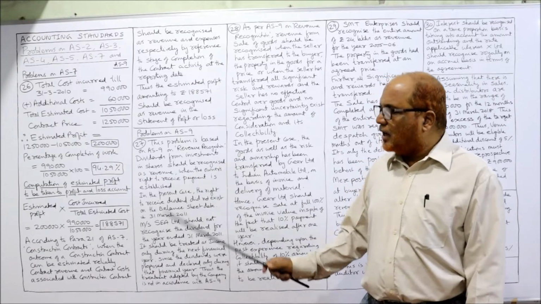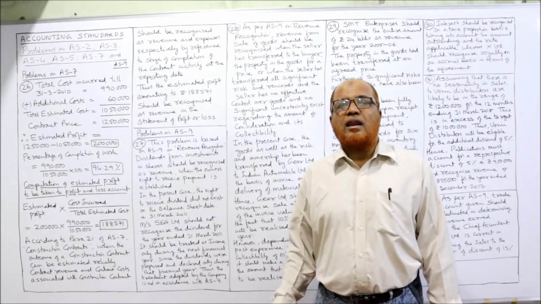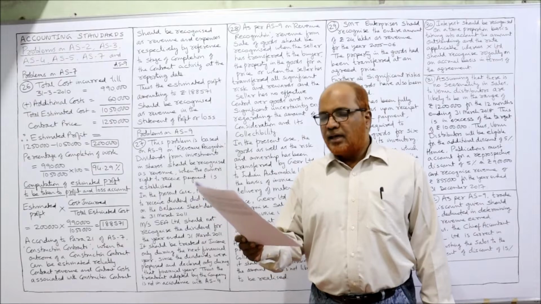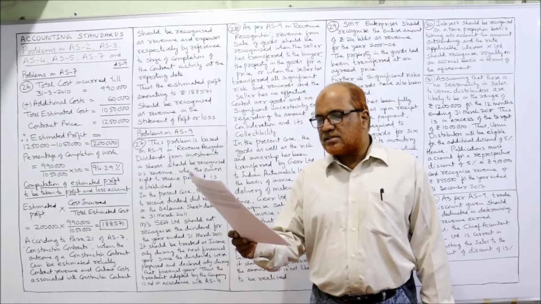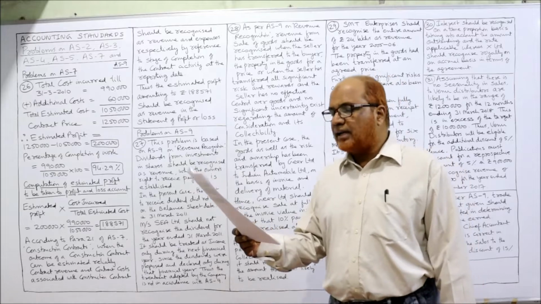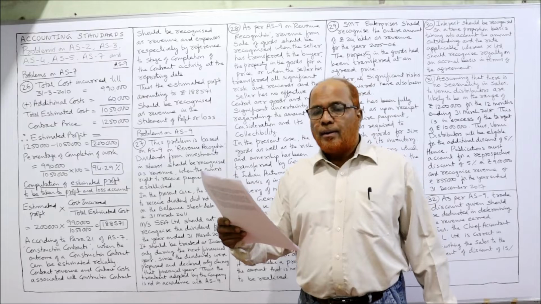That's it. Now we'll start the problems on AS9, revenue recognition. Problem number 27. Messrs.